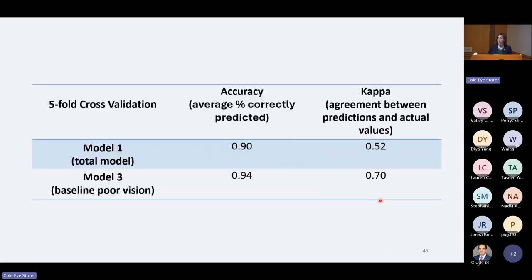And so that's how we'll determine overall testing values. When we look at the outcomes here, we took our 2 top models. So we look at the accuracy. This is the average percent correctly predicted. We see that model 1 had 0.9 and model 3 had 0.94. So high accuracy. And when we look at kappa, now this is the agreement between predictions and actual values, where 0 would mean that there is no agreement between the two, and 1 would mean that there is perfect agreement between the two. We see 0.52 and 0.7. So model 3 does appear to be performing better here in the testing scenario.